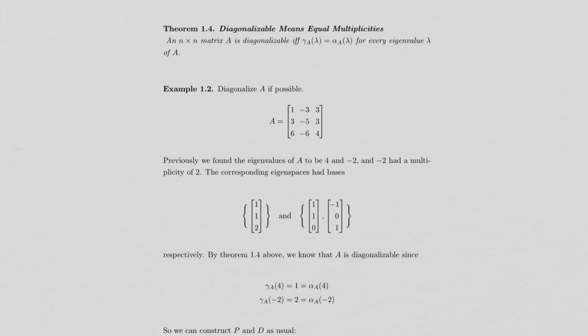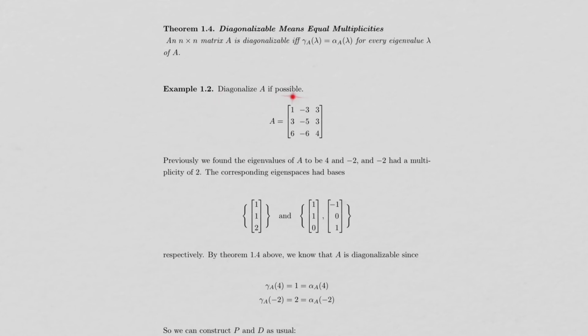And the nice thing is this is a double implication, meaning if this is true, then A is diagonalizable, and if A is diagonalizable, then this is true. So we just have to check to see if the multiplicities are equal for every eigenvalue. If they are, we know the matrix is diagonalizable, and if they're not, we know the matrix is not diagonalizable.